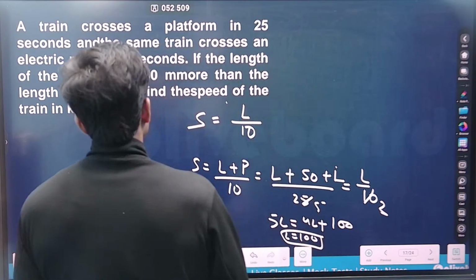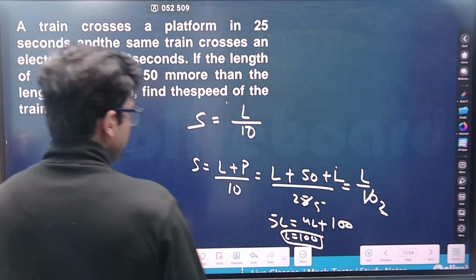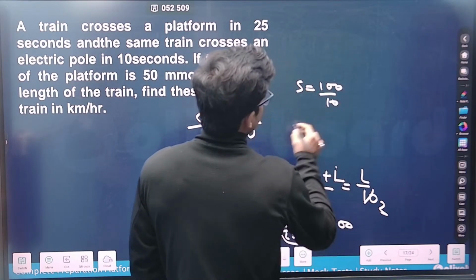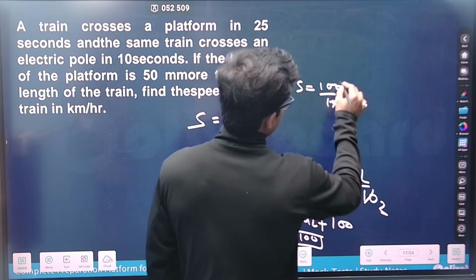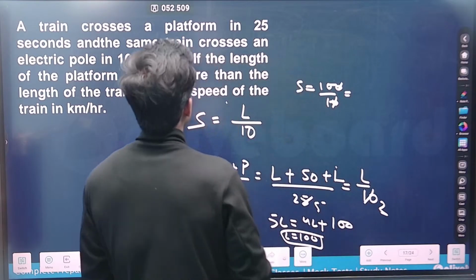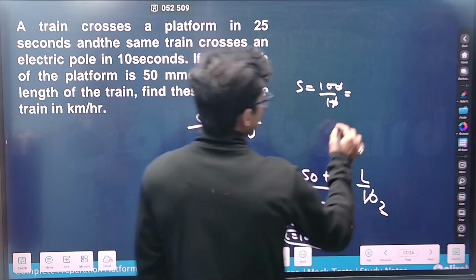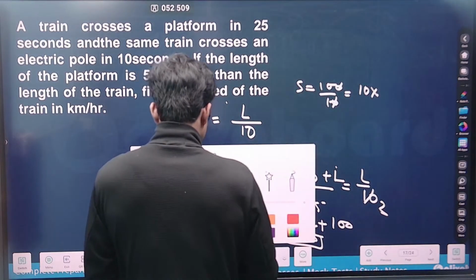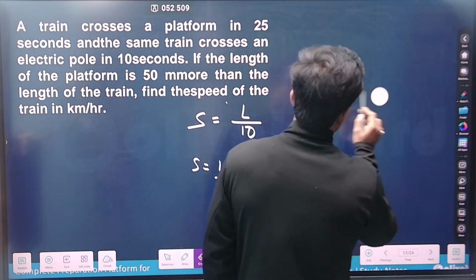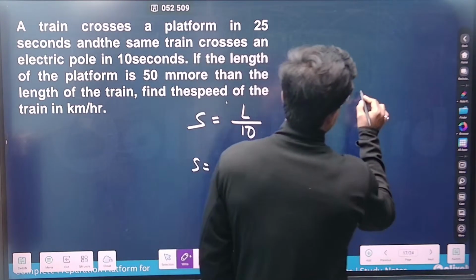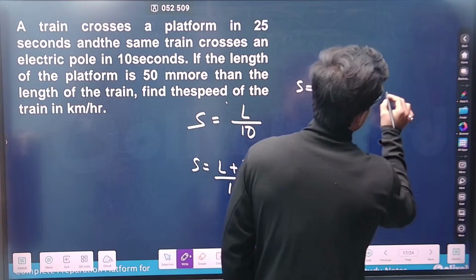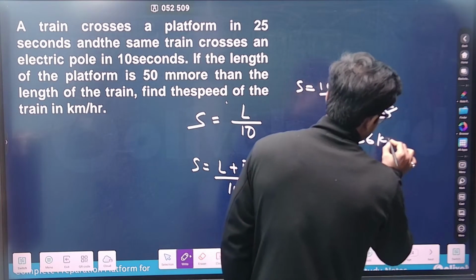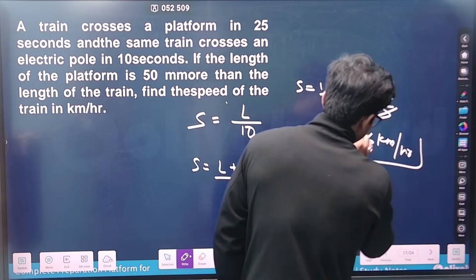They are saying what? Find the speed of the train in kilometers per hour. Speed of the train, speed is basically distance upon time, which is 10 meter per second. But this came in what? This came in meter per second, na? So I need to multiply 10 into 18 by 5, which is 36 kilometer per hour. Answer clear?